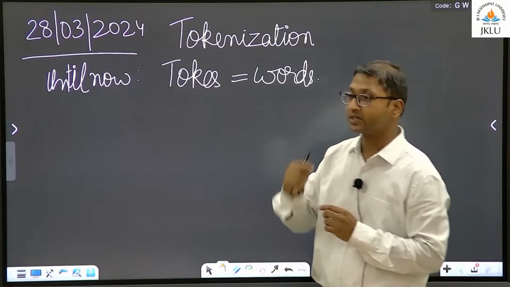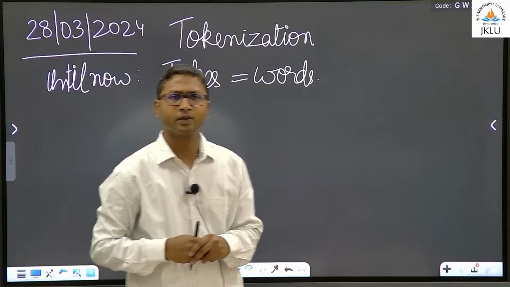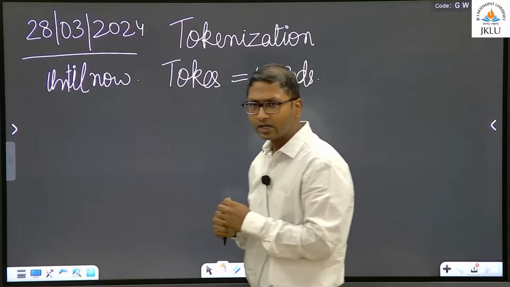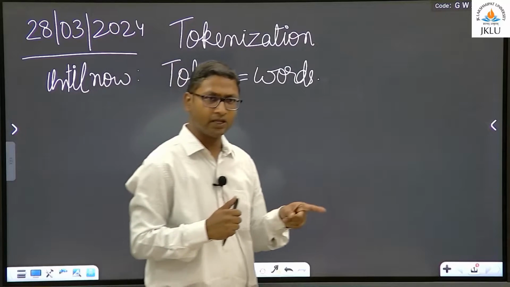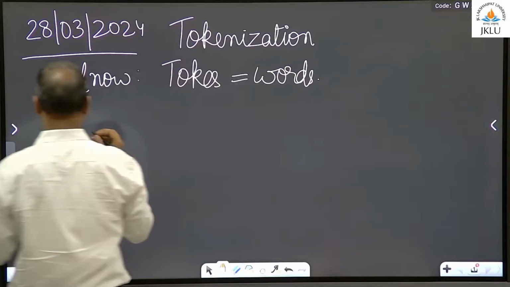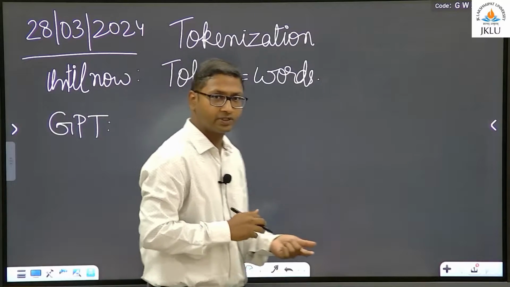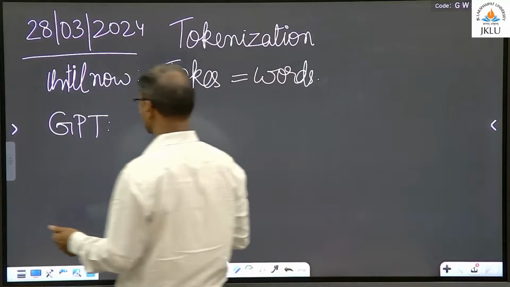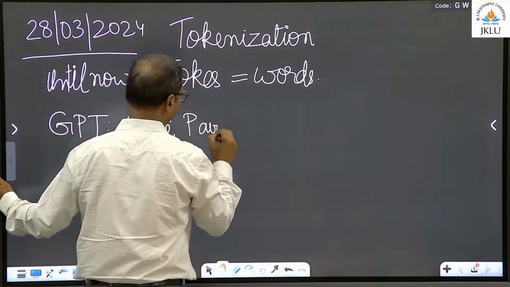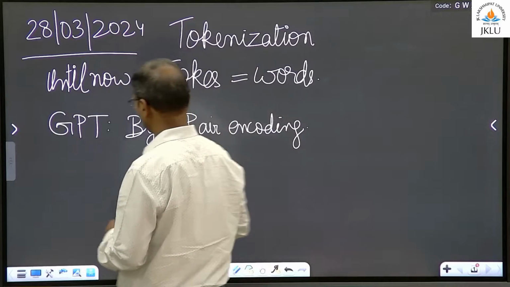We know what is the vocabulary size for transformers. Anybody remembers? I think it was 37K. 40K, around 40K was for GPT and around 30K was for BERT. Okay. Now, GPT, including GPT-1, GPT-2, GPT-3, they all use byte pair encoding.